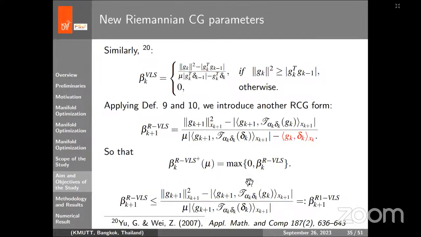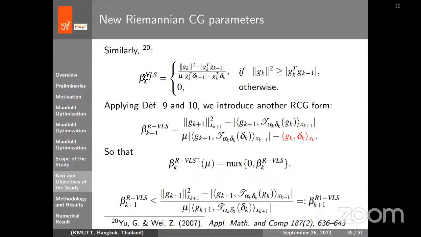And in order to also show the convergence of some other beta k's, Yu and Wei also define this beta k, which is given by this structure. And we also generalize this beta k into the Riemannian setup using definitions 9 and 10, that is, the definitions of retraction as well as vector transport, in order to extend this parameter into Riemannian CG. So also based on that, if we apply the definition of sufficient descent here, we're actually going back to our first definition of the beta k up there.